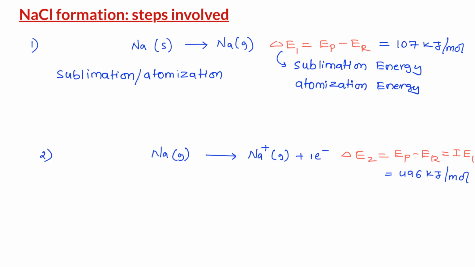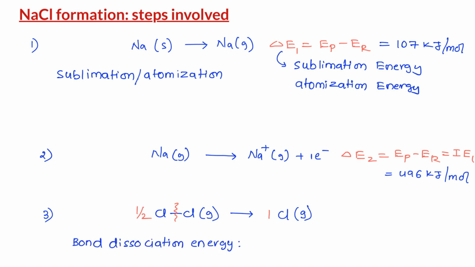Next, let us look at chlorine gas. Chlorine exists as gaseous Cl2 molecules inside the reaction container. First, we need to break the bond between two chlorine atoms. We have half a mole of Cl2, so we get 1 mole of Cl atoms. The energy cost for this reaction is called bond dissociation energy.